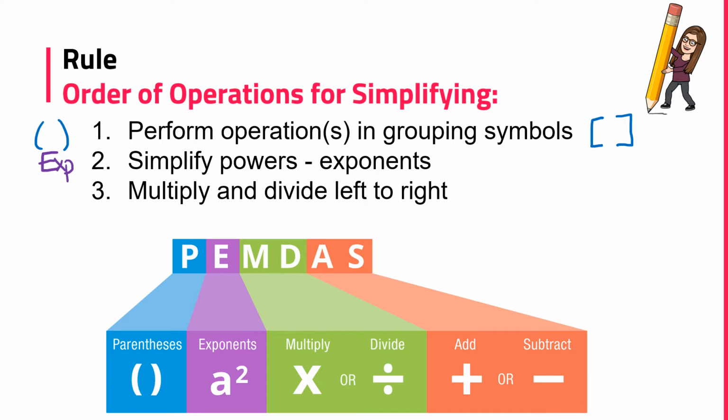Step 3, you'll notice that there's actually two operations here, M and D, multiply and divide. Now, the reason why they're the same color is you're not going to multiply then divide. That's where we have to be really careful. You're going to multiply and divide left to right, meaning whichever one comes first on the left is the one that you take care of first. That's going to take some practice.